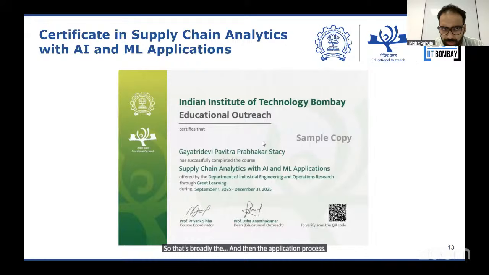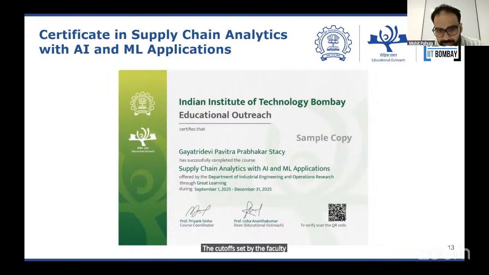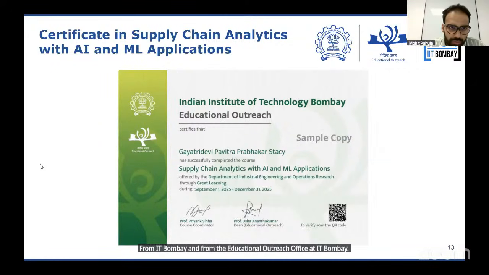I'm also displaying a sample certificate which will be issued to you once you successfully complete all the course requirements, as Dr. Stadru had mentioned before. There is no certificate of participation, so to say. The idea is that you learn the concepts, complete the assignments, and if you do the assignments well and cross the cutoffs set by the faculty, then you will earn a certificate of completion from IIT Bombay and from the Educational Outreach Office at IIT Bombay.